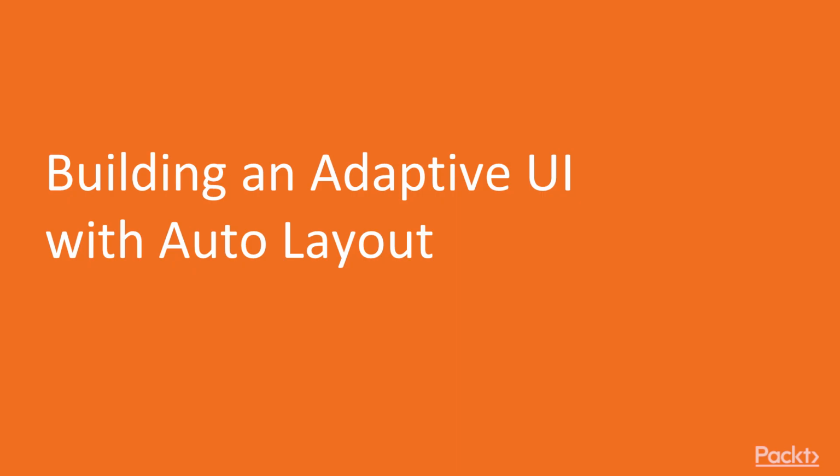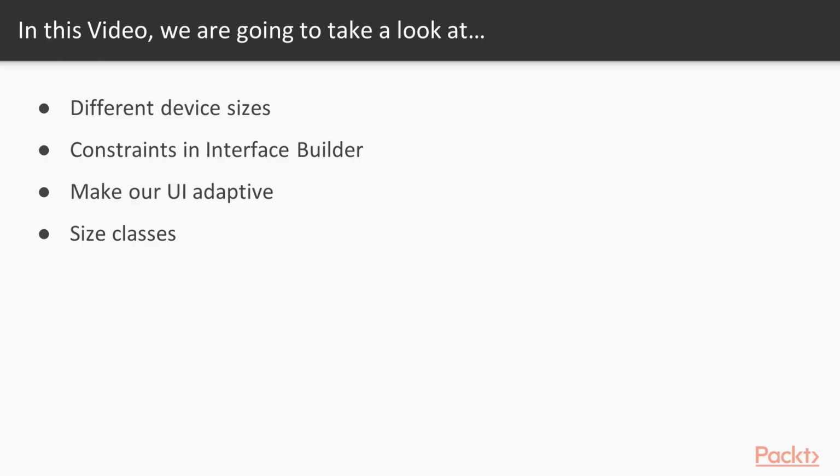Let's start with building an adaptive UI with auto layout. In this first video, we're going to take a look at the different device sizes we have in Xcode. Then we will see how we can make use of constraints in Interface Builder and make our UI adaptive. And last but not least, we will use size classes to change the UI depending on the available screen size we have.